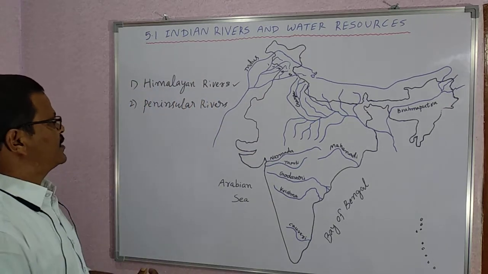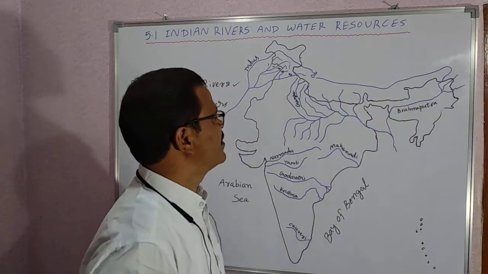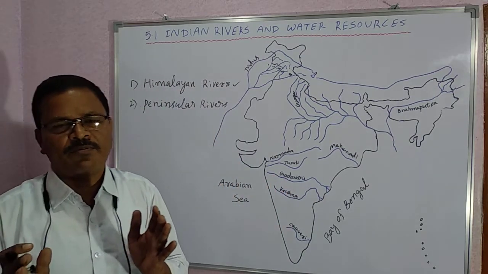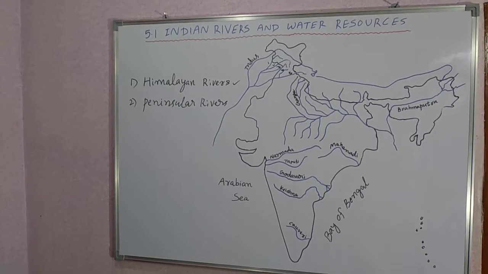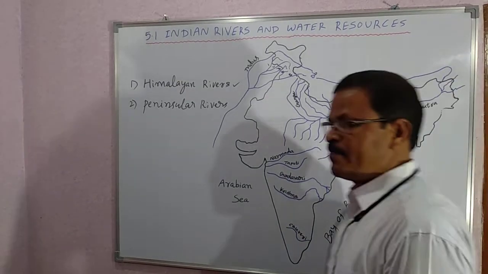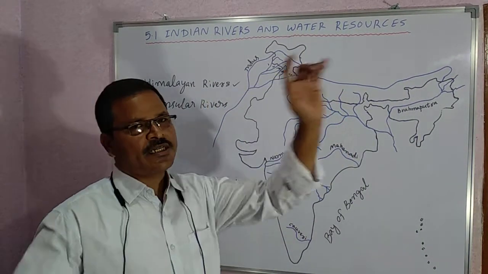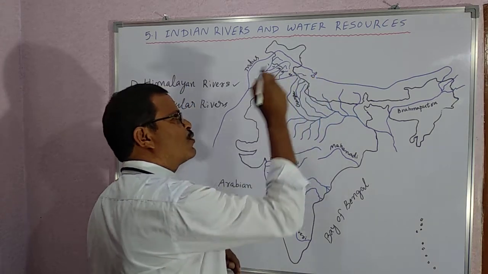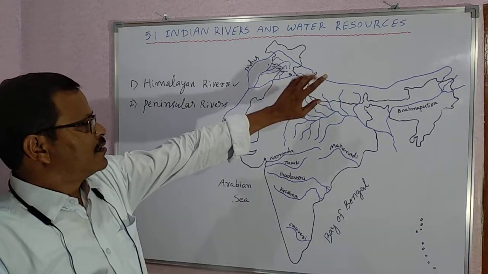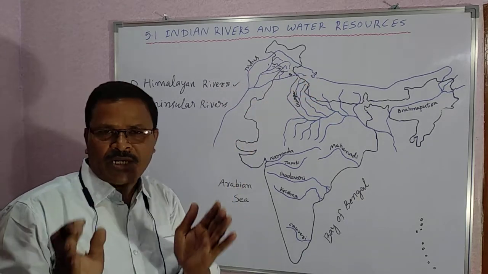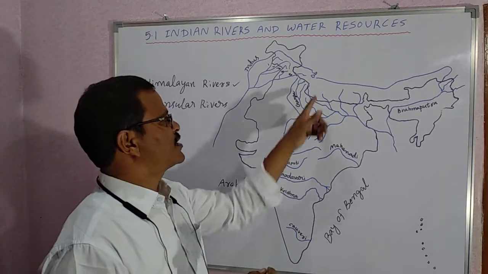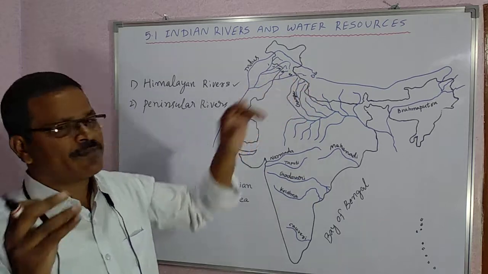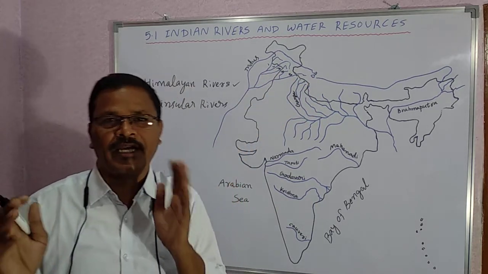Our next subtopic is Brahmaputra. Brahmaputra originates from the snout of Himalayan Dung Glacier, near Manasarovar Lake. The Indus also originates near Manasarovar Lake. The Brahmaputra also originates near Manasarovar Lake. Its origin point is Himalayan Dung Glacier.